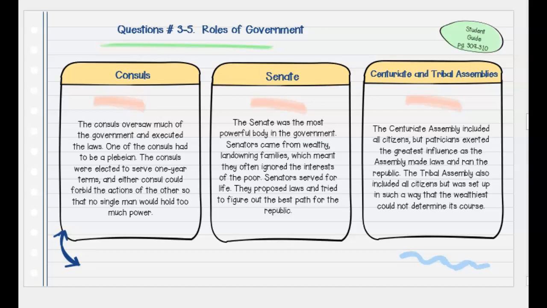Centuriate and tribal assemblies. The Centuriate assembly included all citizens, but patricians exerted the greatest influence as the assembly made laws and ran the republic. The tribal assembly also included all citizens, but was set up in such a way that the wealthiest could not determine its course.